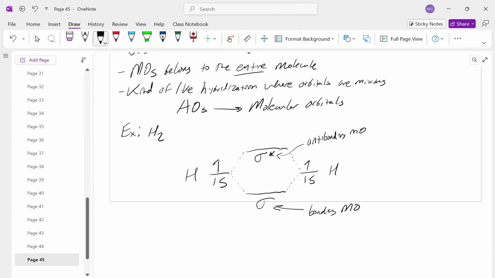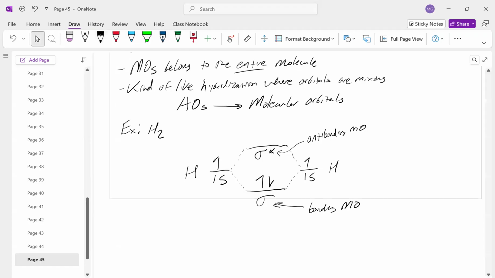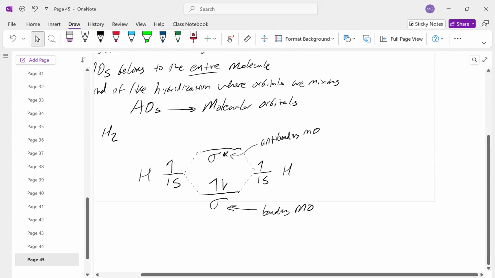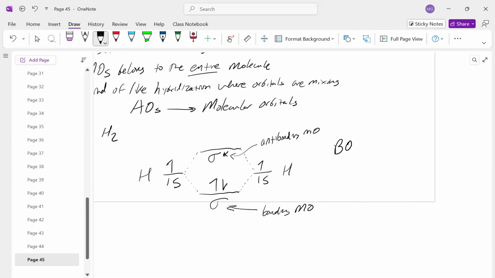Just like orbital diagrams or electron configurations, we're going to start filling up these orbitals. I have two electrons to deal with, one from one hydrogen, one from the other, and so I'm going to put them both in that lower energy orbital. Now what I can do with this is calculate the bond order, and that will help me determine: does H2 really exist? Does that bond between two hydrogen atoms exist?